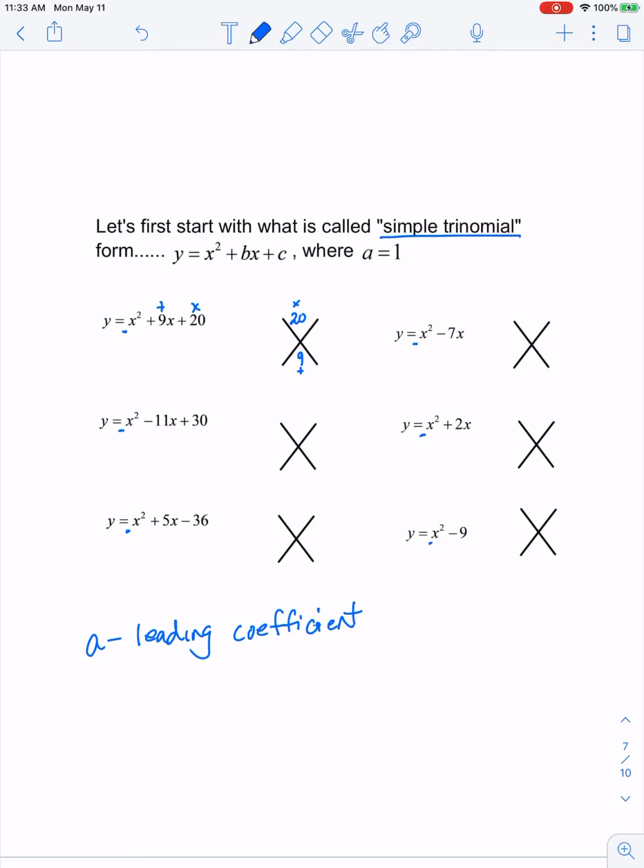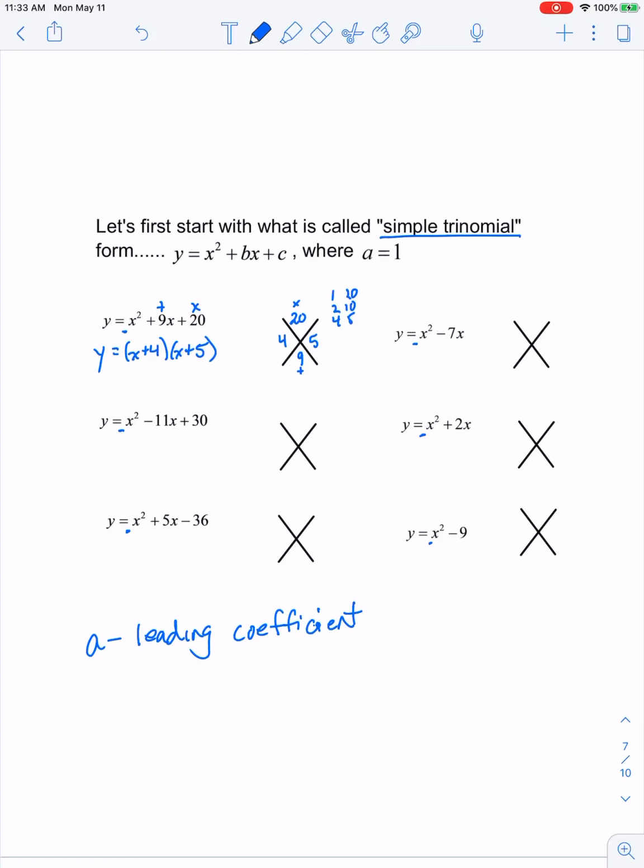Think of the numbers that multiply to give you 20. I'm just going to write them down in pairs. We've got 1 and 20, 2 and 10, 4 and 5. We need a pair that are going to add up to give us 9. Well, the only pair here that add to give you 9 are 4 and 5. So then this would have to equal x plus 4, x plus 5.